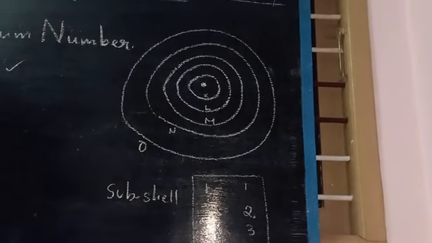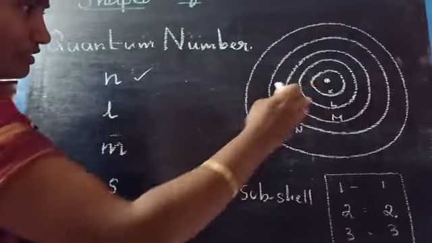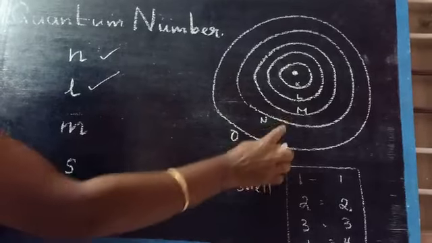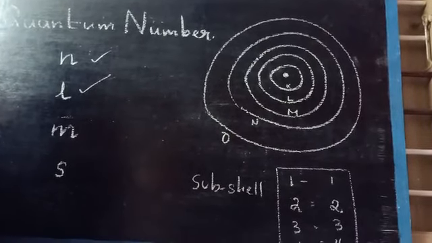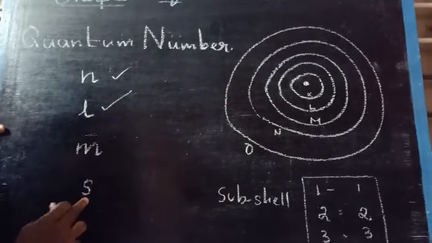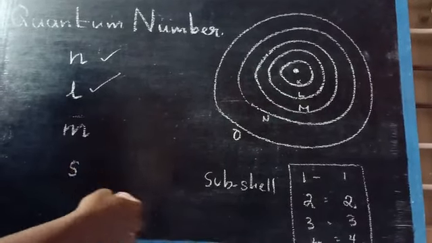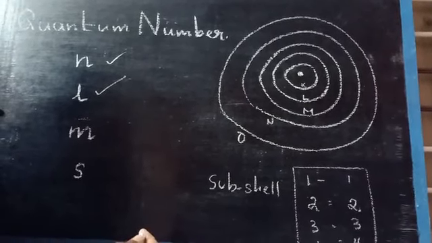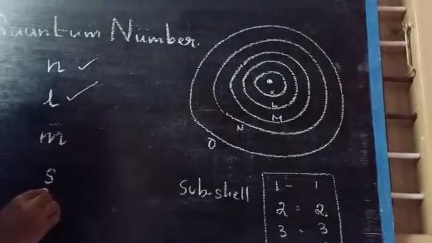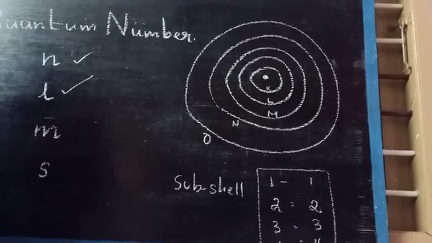Next, the magnetic quantum number talks about the orientation of the azimuthal subshell. Then the spin quantum number talks about the spin of electrons. The electron rotates by itself, not only around the nucleus. It spins in a clockwise direction as well as an anti-clockwise direction.